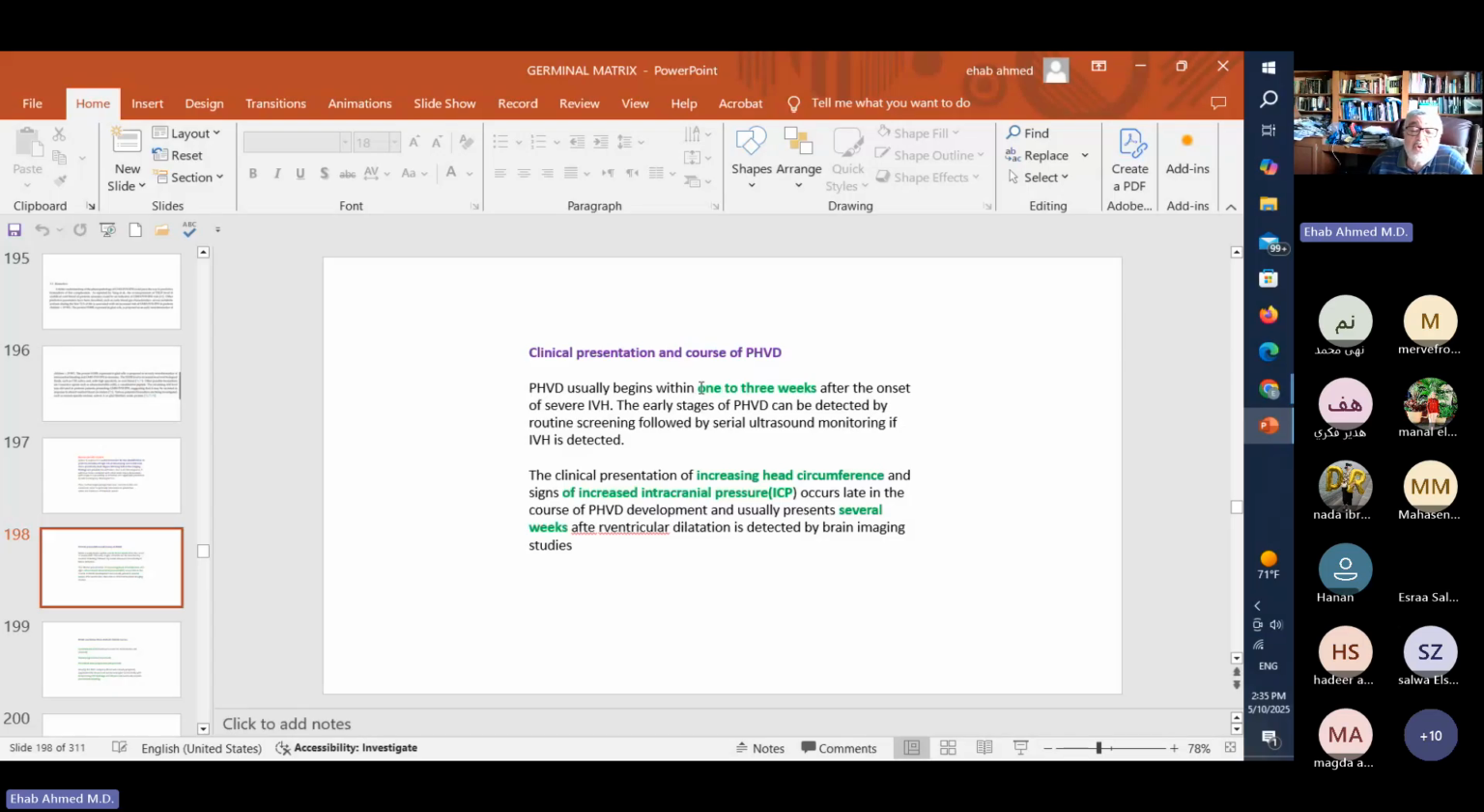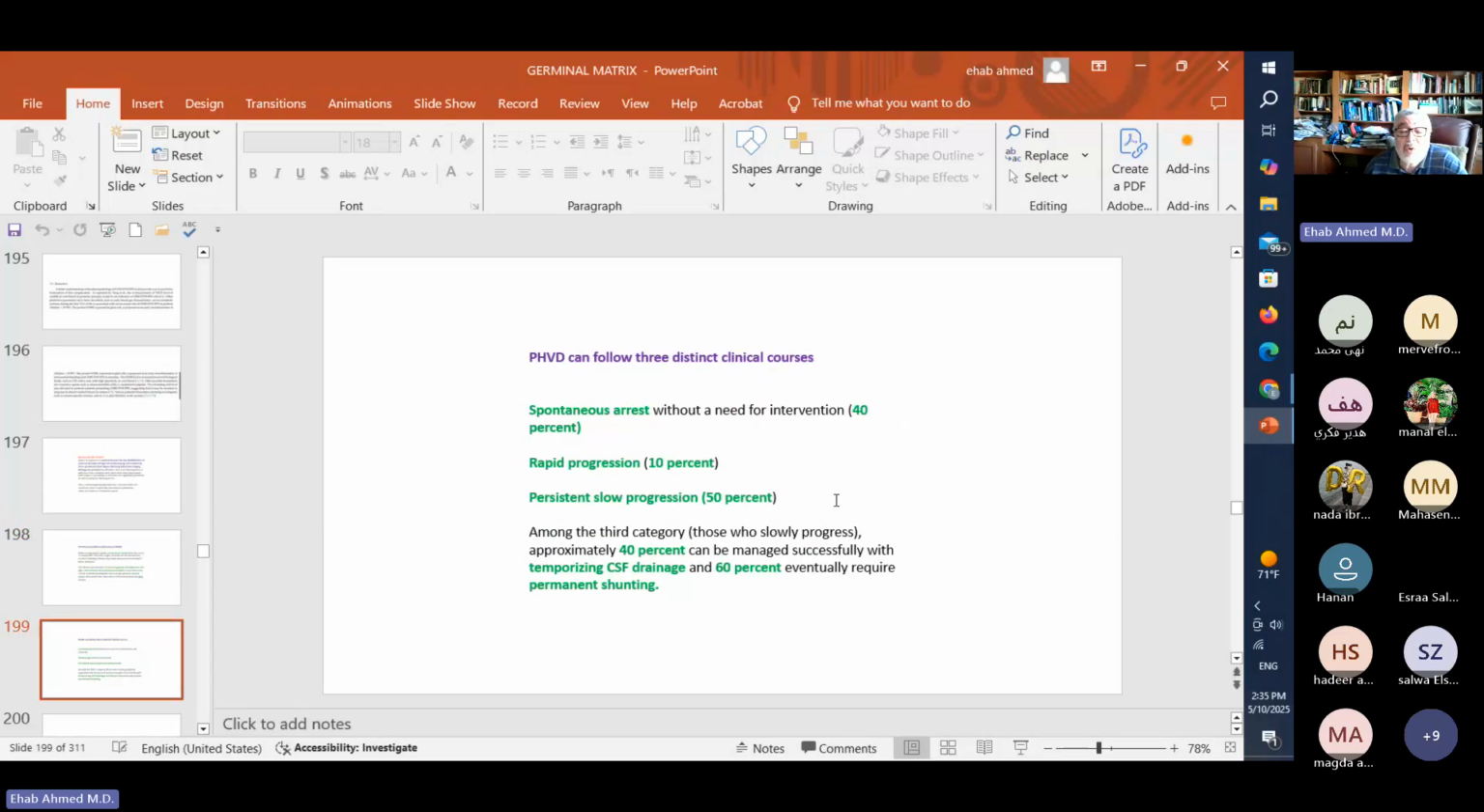So how does the post-hemorrhagic ventricular dilatation present? Usually, it starts to show up within 3 weeks. And the most important screening and monitoring that you should do in addition to the cranial ultrasound is serial measurement of the head circumference, which is very sensitive and it helps a lot. So increased head circumference and signs of increased intracranial pressure in severe cases after several weeks. So what is the prognosis? What happens to the post-hemorrhagic ventricular dilatation?